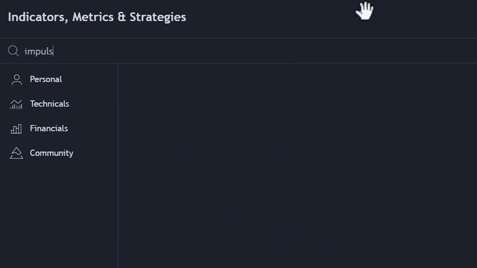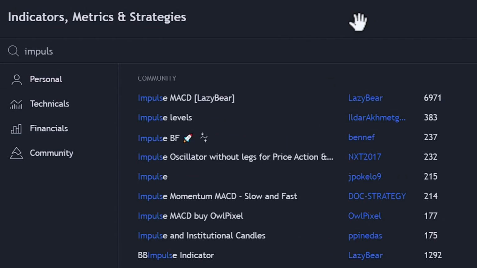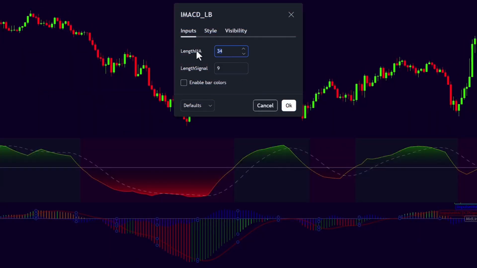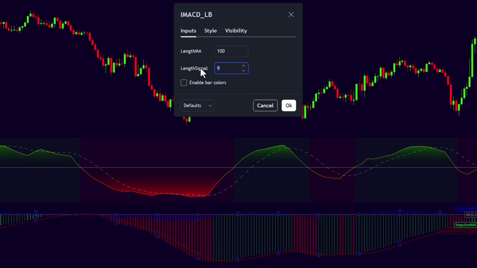Next, let's add our second indicator, the Impulse MACD. Head to the Indicators section again, search for Impulse MACD, and select the version by Lazy Bear. Once it's added, adjust its settings in the Inputs tab. Change the MA length to 100 for better long-term trend analysis. Keep the signal length as is. It works well with the strategy.